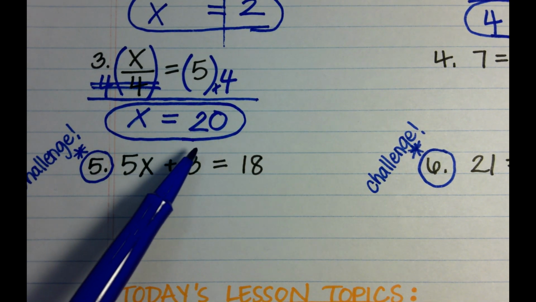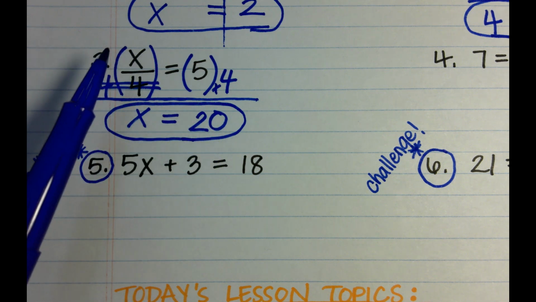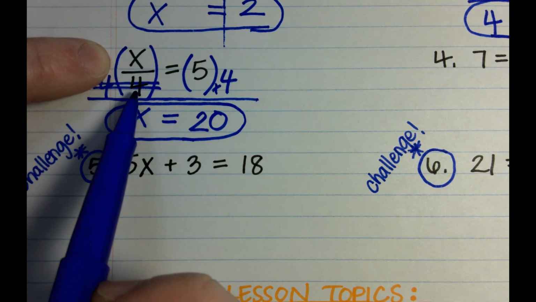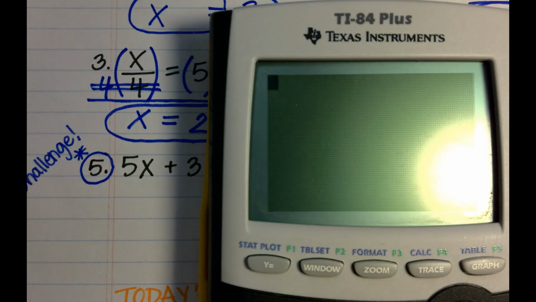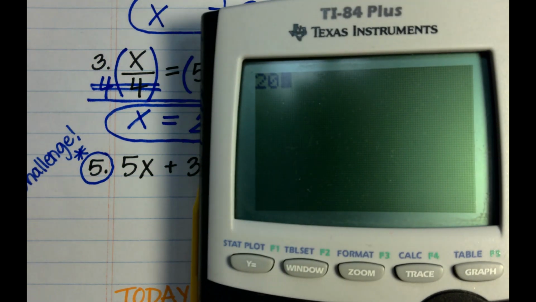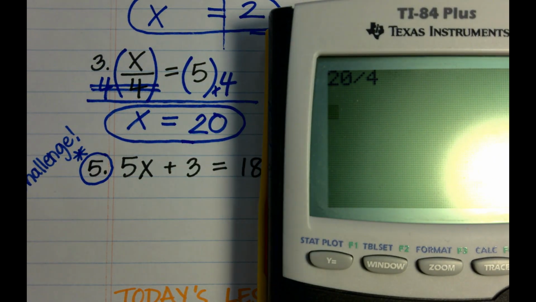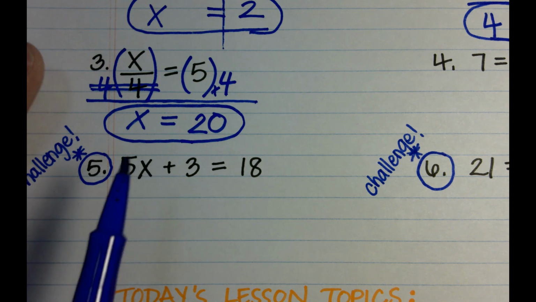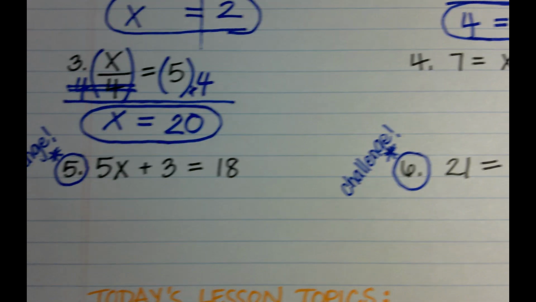And we know this is correct because if I replace my x with the number 20, I can double check my work. I can say 20 divided by 4 is equal to 5. So here, I'll show you on the calculator. 20 divided by 4, it equals 5. So we are correct. Any questions about number 3? Everybody feels good about it. Good. Okay, can we go to number 4?